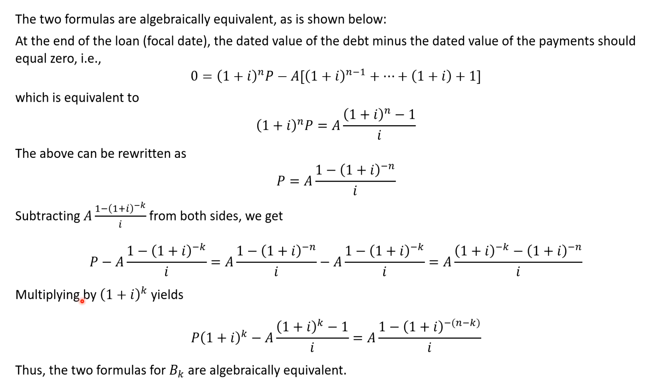And then you multiply by 1 plus i to the k on both sides here. And you get this on this side. And you notice on this side here, the 1 plus i to the k just makes this a 1. You get this expression here. And that's what we wanted to show. These are the two different expressions that we had on the previous slide.